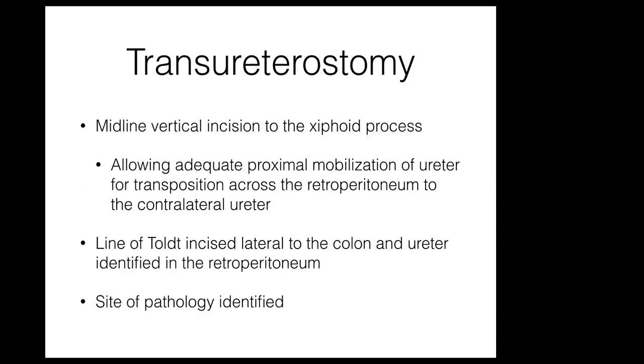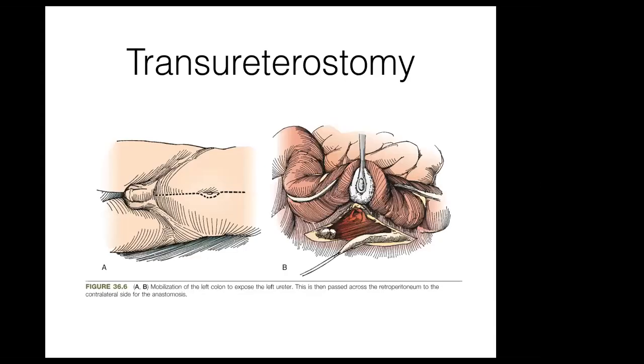So in this case, a midline vertical incision is done up to the xiphoid process, allowing for adequate proximal mobilization of the ureter for transposition across the retroperitoneum to the other side, to the contralateral ureter. The line of Toldt is then incised lateral to the colon and ureter, and the ureter is identified in the retroperitoneum. Subsequently, the site of pathology can then be identified.